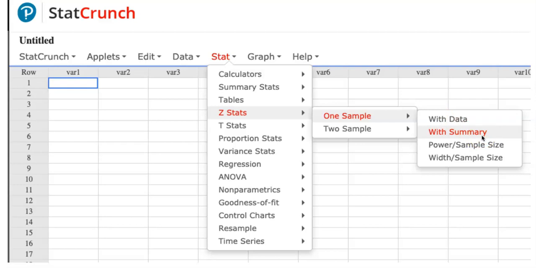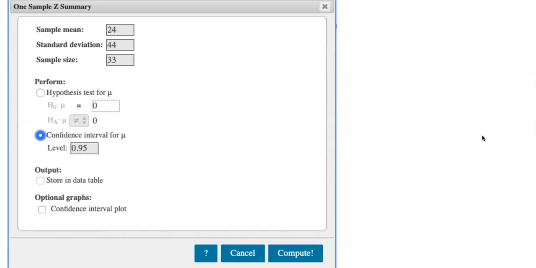We know we were given the sample mean, standard deviation, and everything. So click on with summary and then really type in everything that you were given. Sample mean was 24, standard deviation for population was 44, and sample size was 33. Click on the confidence interval for mu.